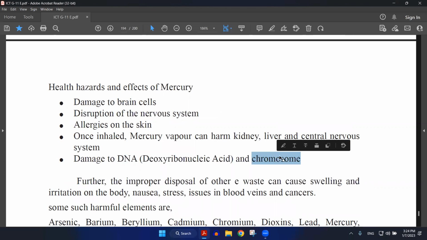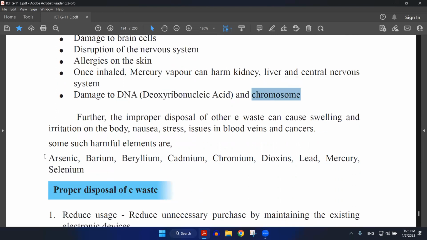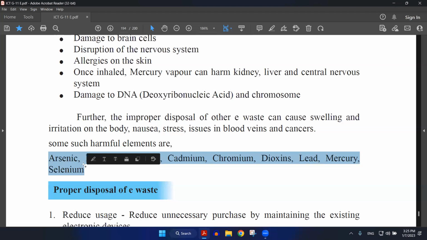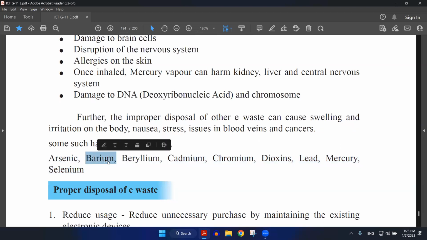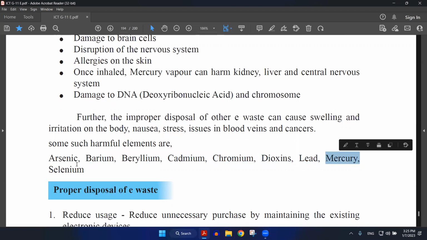If you have heard the story about when Hiroshima was bombed by the atom bomb, the children that were born from generation to generation had different defects in their bodies. It's because of this damage to DNA and chromosomes, right? So these are the elements that e-waste adds into the environment most of the time, like arsenic, barium, beryllium, cadmium, chromium, dioxins, lead, mercury, selenium, and there are many, right?